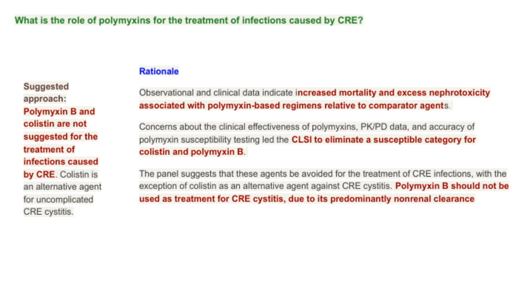However, polymyxin B should not be used for CRE cystitis because it is primarily eliminated through non-renal pathways, making it less effective in kidney infections. In summary, the suggested approach is to generally avoid these agents for CRE infections, reserving colistin only for specific cases like uncomplicated cystitis, and not using polymyxin B at all in this context. This aligns with our overall goal of optimizing both safety and effectiveness in managing these challenging infections.